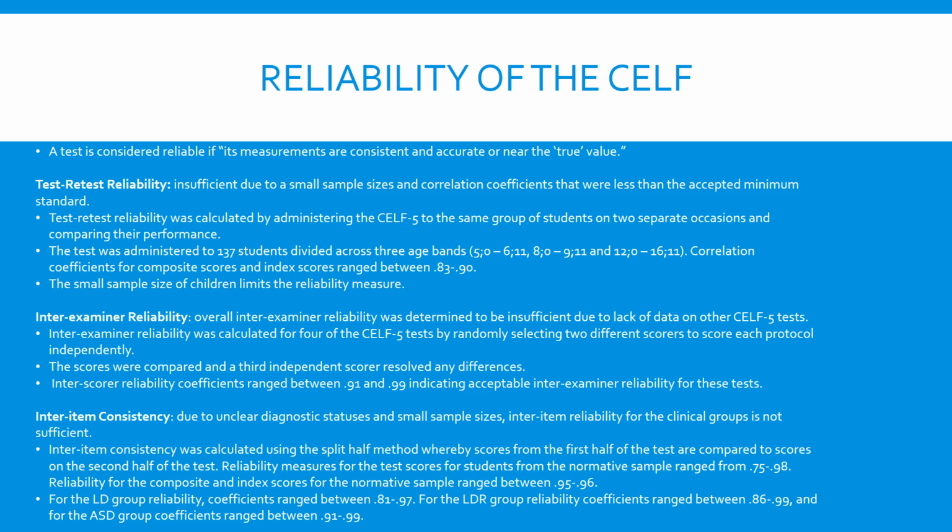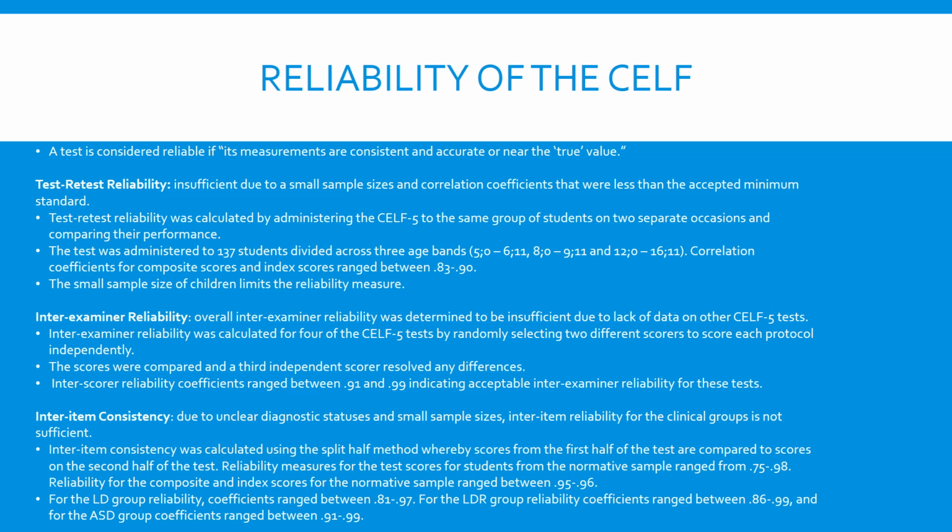Then we have inter-item consistency. Inter-item consistency is calculated using the split half method. So scores from the first half of the test are compared to scores on the second half of the test. And reliability measures for the test scores for students from the normative sample ranged from 0.75 to 0.98. And reliability for the composite and index scores for the normative sample ranged between 0.95 and 0.96.